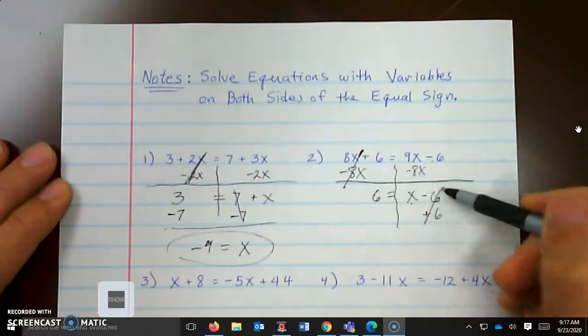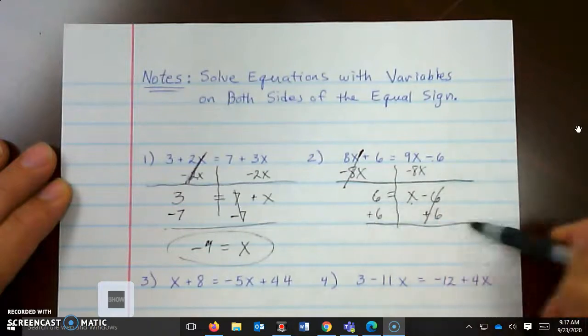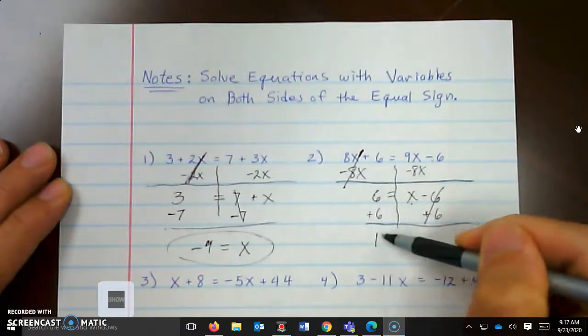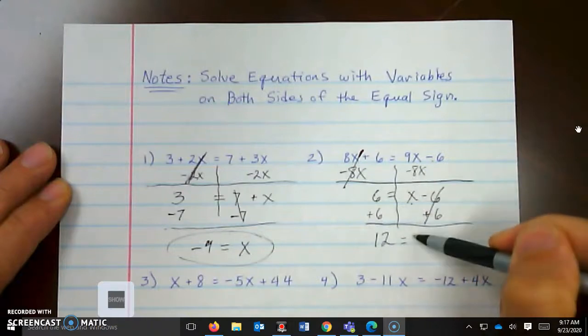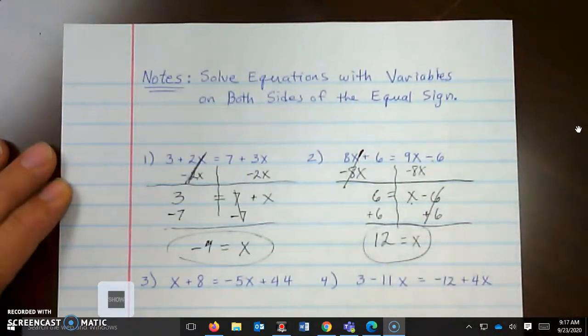Negative 6 and positive 6 make 0. Come over here. I have 12, 6 plus 6. X just drops down. I'm done.